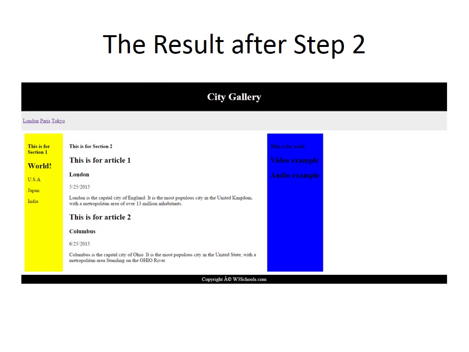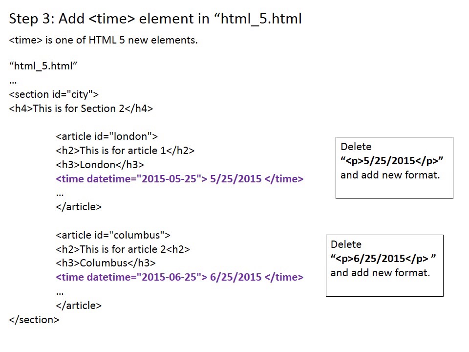This shows the result. In step 3, you will add a time element to specify the precise date using the Internet date time format for dates. This element may give you more functions for web browsers, like recognizing time format and adjusting time zone. Time is one of the new HTML5 elements.